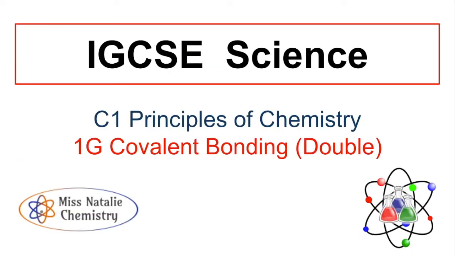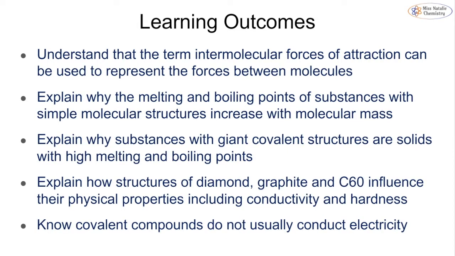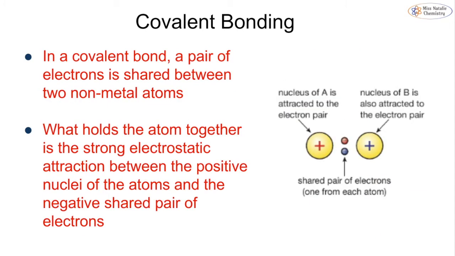In this video, we're going to be looking at topic 1G, covalent bonding, and we're going to be focusing on the double outcomes as part of the IGCSE chemistry course from Edexcel. So what do we have to know for this topic? Well, we'll be looking at how we form covalent bonds, what that actually means in terms of electrostatic attractions, looking at dot and cross diagrams for covalent bonds, why we have specific properties such as low melting points and boiling points, as well as looking at the intermolecular forces, our giant covalent substances, as well as conductivity and the different structures. So what is a covalent bond?